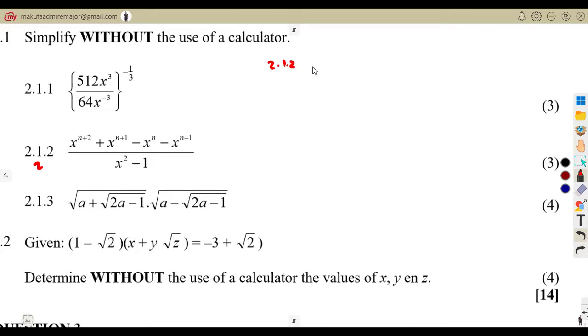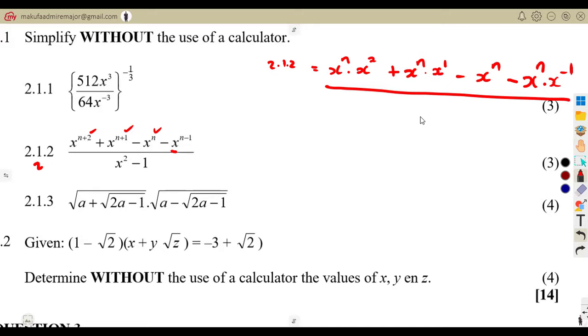So instead, I'm just going to start by separating this, like what we had before, guys. x to the exponent of n times x to the exponent of 2, plus x to the exponent of n times x to the exponent of 1, minus x to the exponent of n. There's nothing to be multiplied there. Then we've got a negative 1, so it's minus x to the exponent of n times x to the exponent of minus 1, like this.